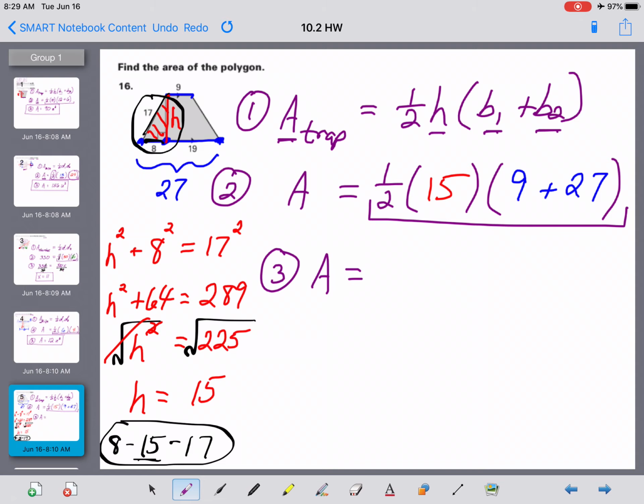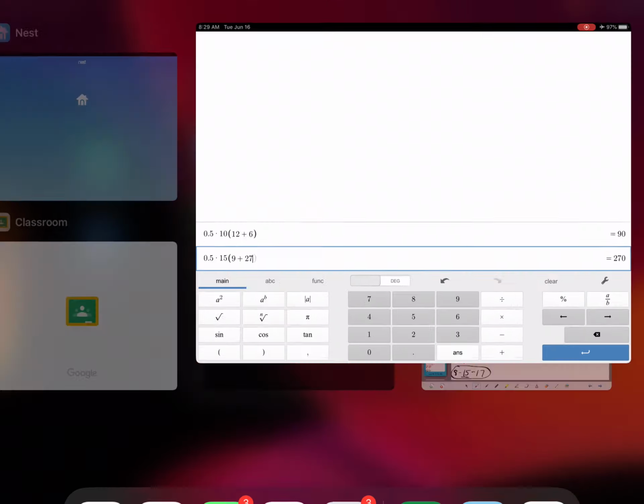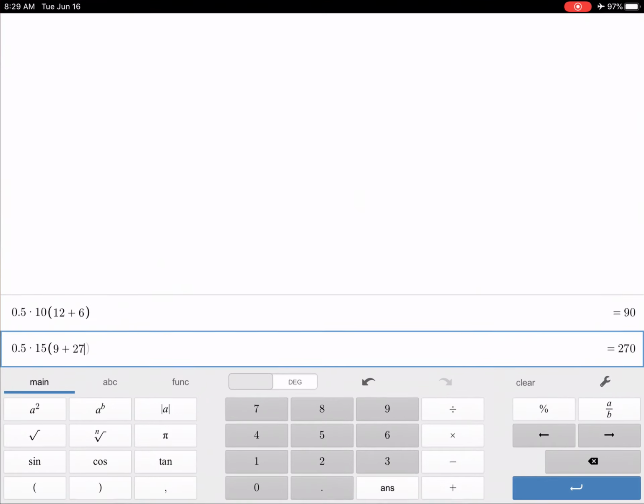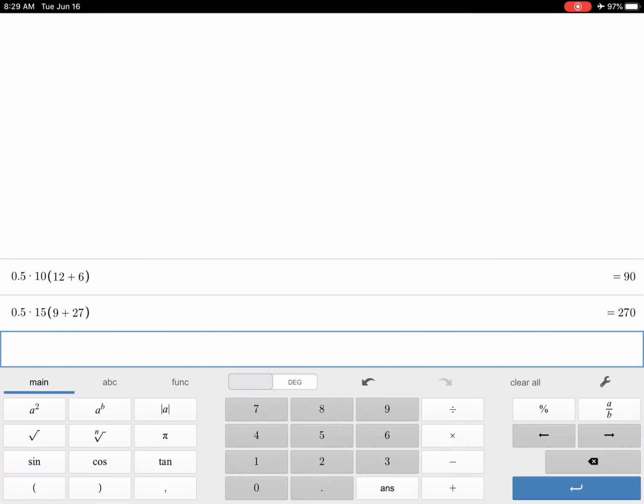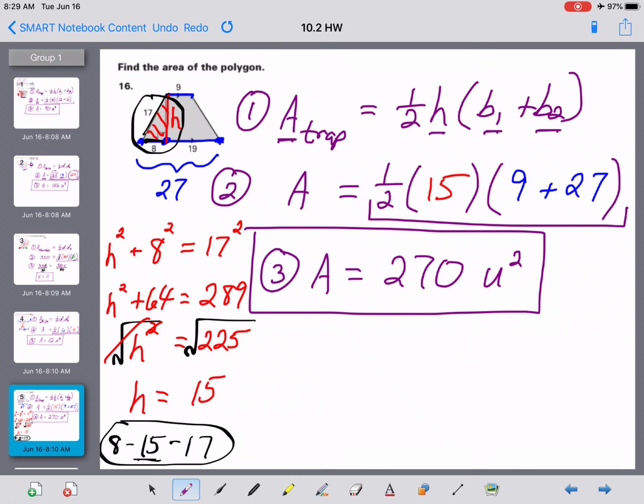So we're going to do 1/2. All right, so again, I'm going to put in a 0.5 multiplied by our height, which was a 15, and then in parentheses, our two bases added together were a 9, added to, I believe, a 27. Let me double check that. 1/2, 15, 9, and 27. Yep, that's it. And if we type all of that in together, we get our final answer here of 270. All right, so the area here is 270. No units were provided, so we're just going to put square units. And that's the answer to number 16.